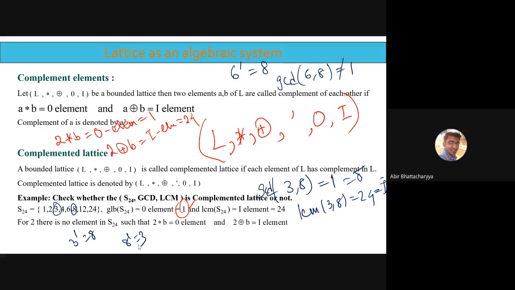All right, so yes, 1 and 24 is the correct answer, Matthews and Arafat. So 1 is the complement of 24, and 24 is the complement of 1. So always the 0 element is a complement of the I element, and the I element is a complement of the 0 element. So by default it's true. In this case we get two complement pairs, but not each and every pair of elements are complements of each other. That's why this is not a complemented lattice. Though we can figure out some elements like 3 and 8 that are a pair of complements, still not every element has a complement. That's why S24 is not a complemented lattice.